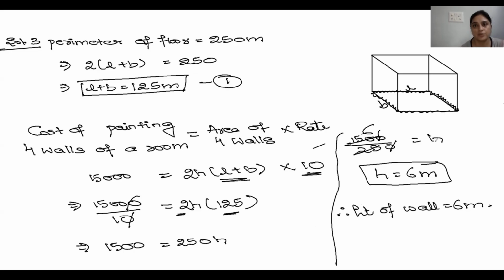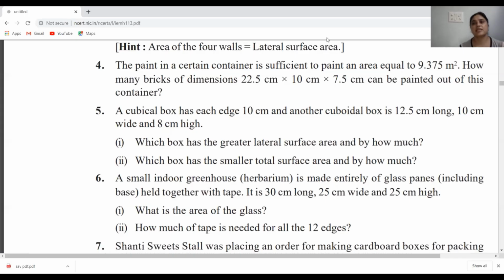So now let us proceed towards the next question. Now students, let us start with the fourth question. What does this question say? A paint in a certain container is sufficient to paint an area equal to 9.375 meters square. So we have a container with some paint, and that paint is sufficient to paint an area equivalent to 9.375 meters square. It can paint that much area.